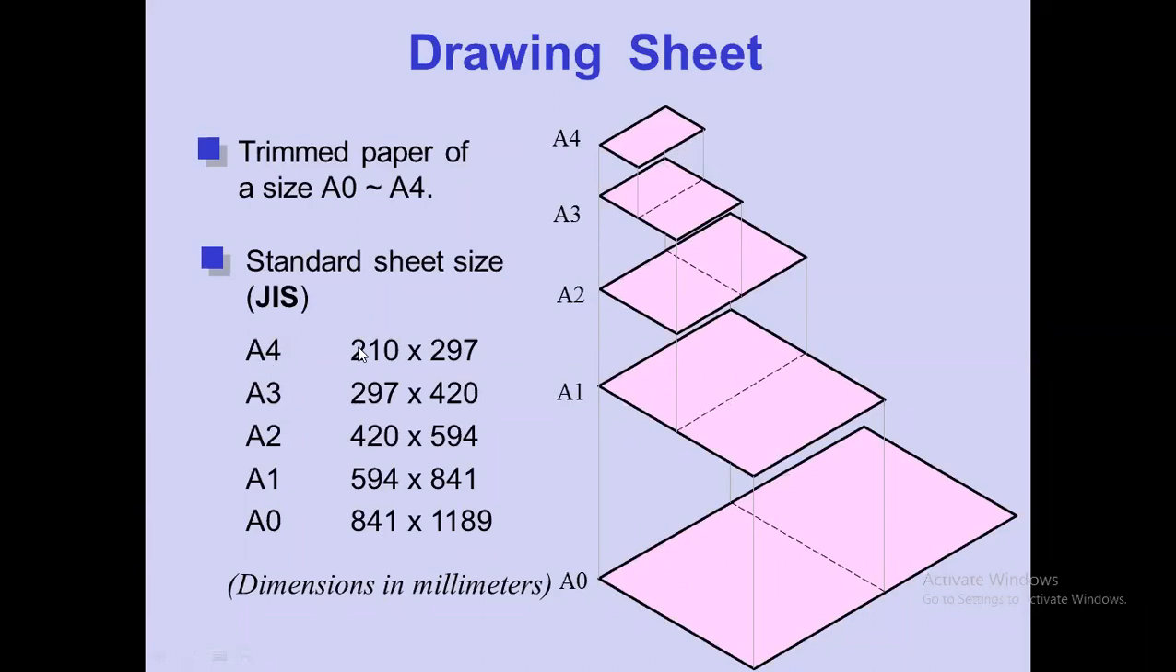The dimension of A4 is 210 mm by 297 mm. If the sheet dimension is 210 by 297 mm, it is A4. You can measure your A4 sheet with a scale, and it shows 210 by 297. A3 is 297 by 420. A2 is 420 by 594. A1 is 594 by 841. And A0 is 841 by 1189. See, step by step, the sheet doubles.